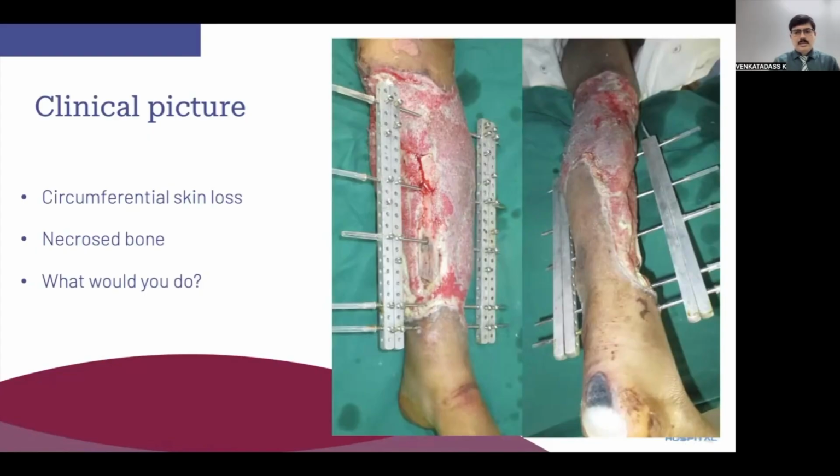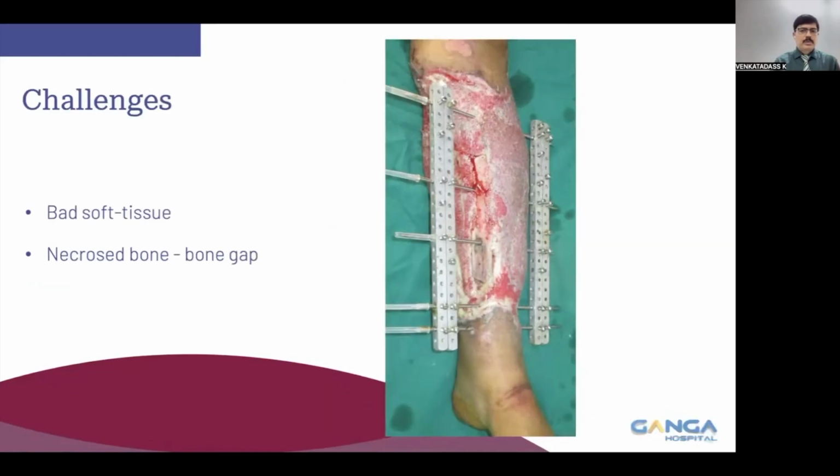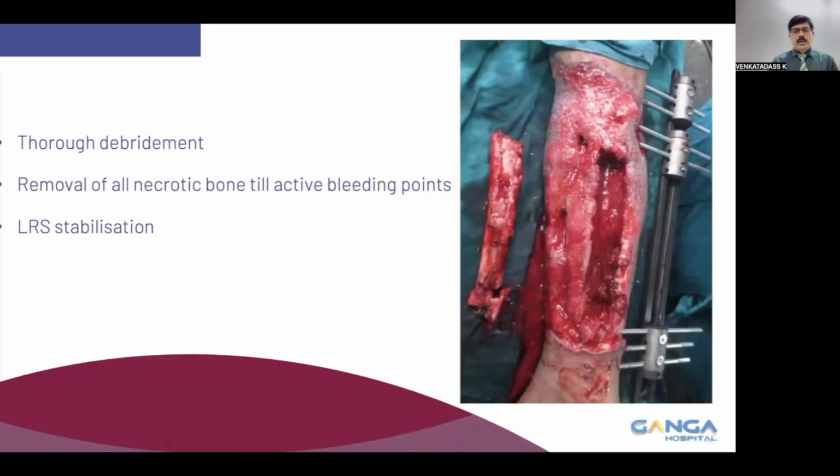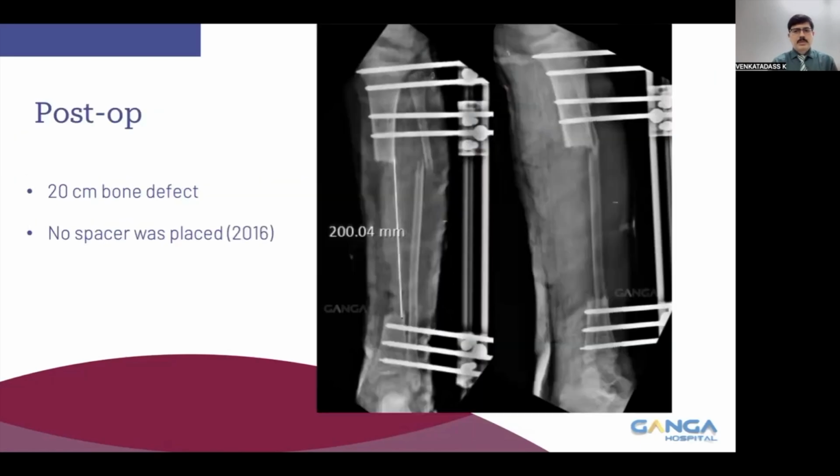And this is a challenging situation now because there is bad soft tissue. And when we do a debridement of the necrosed bone, there is going to be a bone gap. So a thorough debridement was done and we put on a frame on the lateral aspect. You can see that he was left with a residual bone gap of about 20 centimeters. It's a good idea to put a cement spacer in this situation. So this was in 2016. We did not use a cement spacer.